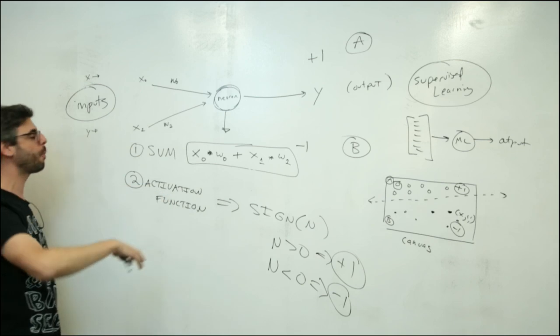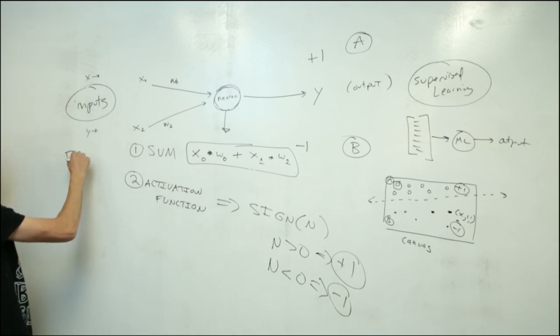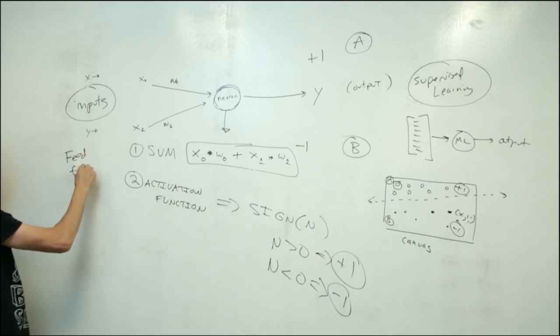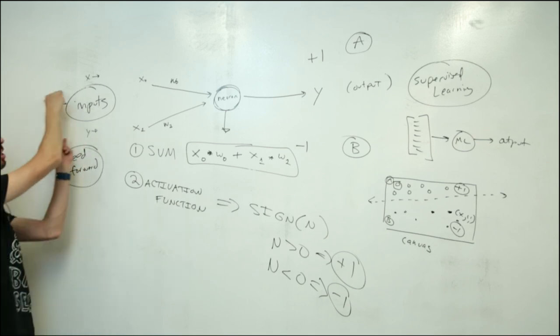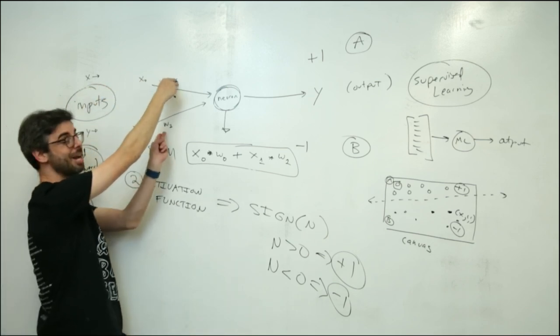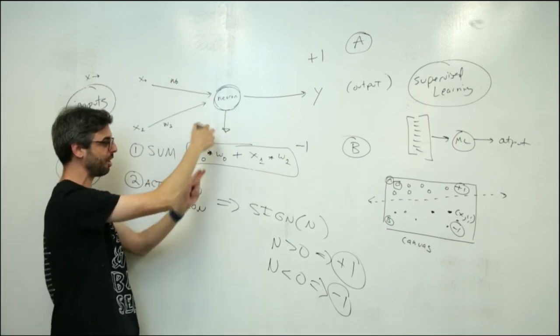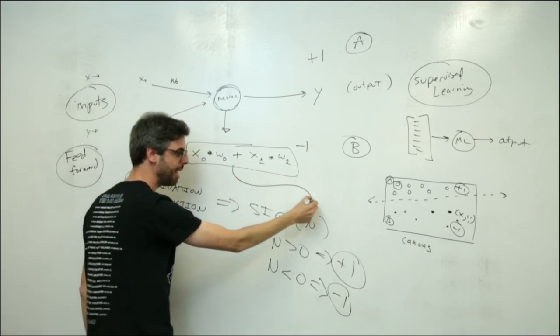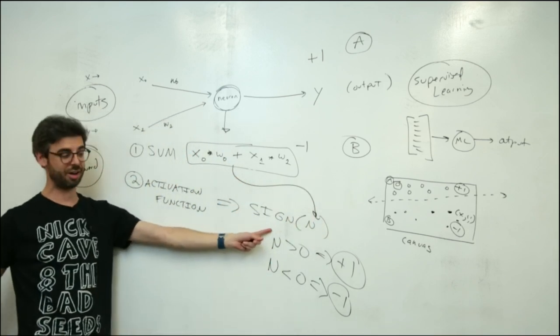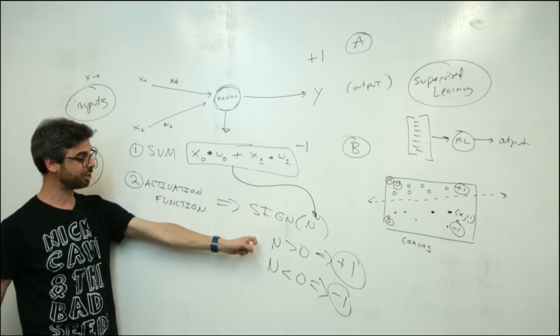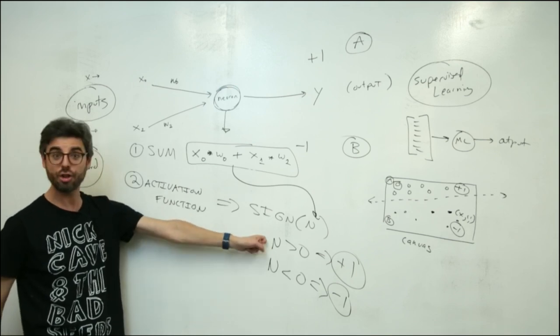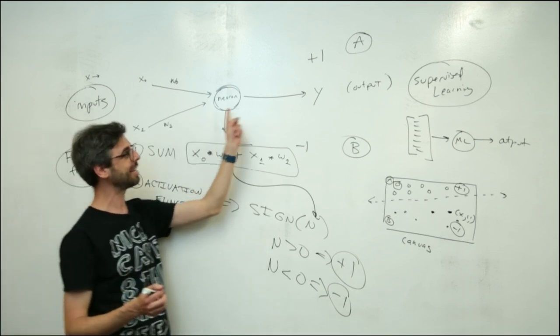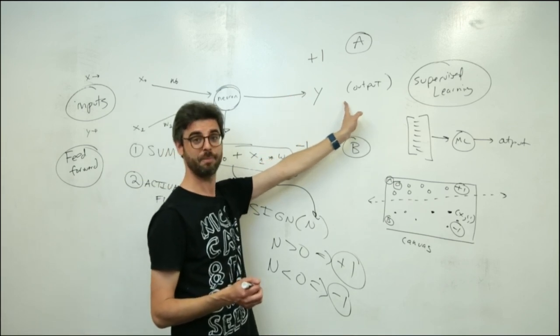This is the whole process. It's often referred to as feed forward. The inputs come in. They get multiplied by the weights. They get added together, and then that weighted sum gets passed through an activation function. And then that activation function gives us a plus one or a negative one, should the neuron fire or not fire, and that gets sent out, and that's the output.